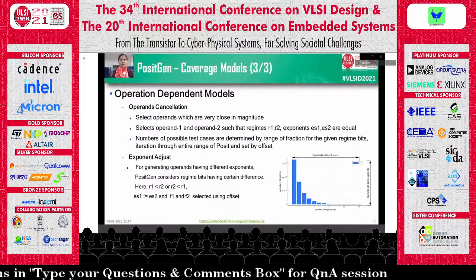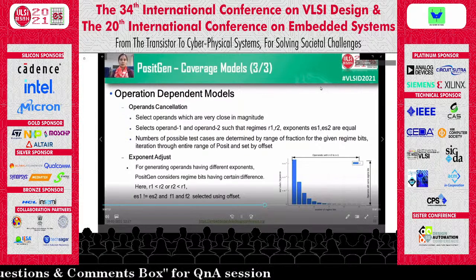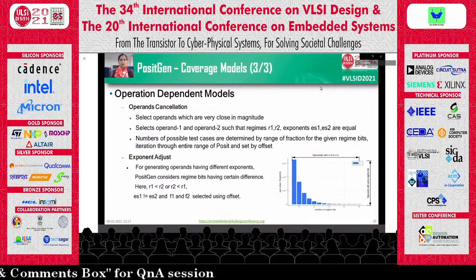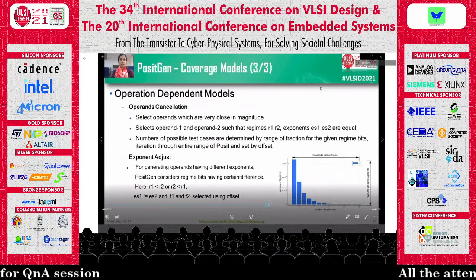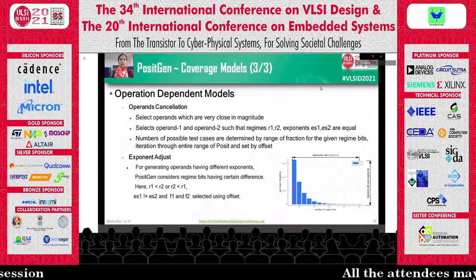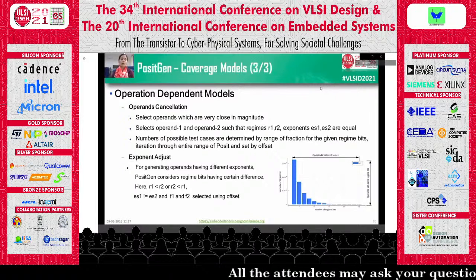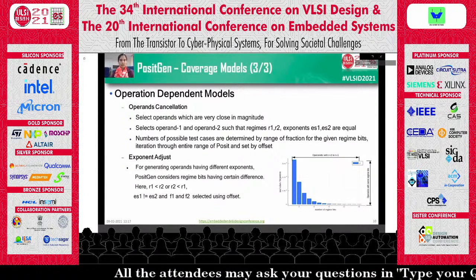In such a way we need to select R1 and R2 where R1 should be less than or greater than R2, ES1 and ES2 are not equal, and we can select fraction bits F1 and F2 by setting the offset. This model is applicable for addition and subtraction only.